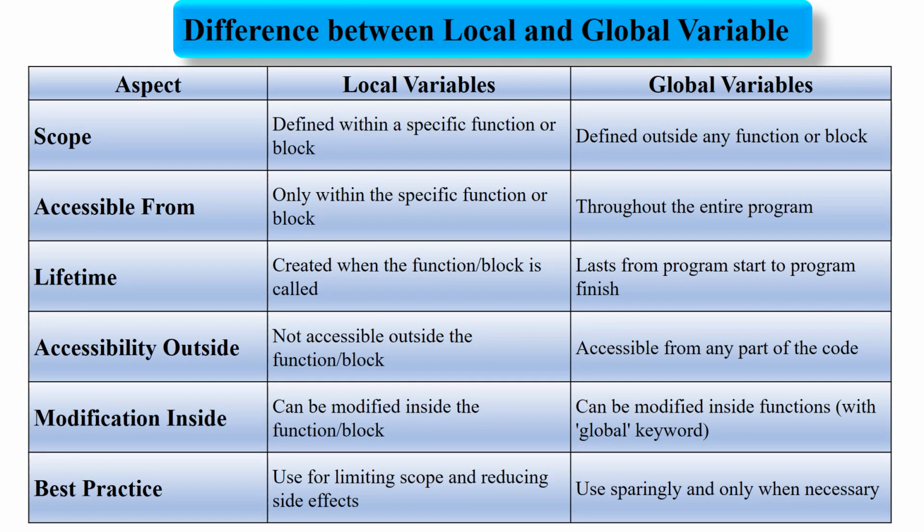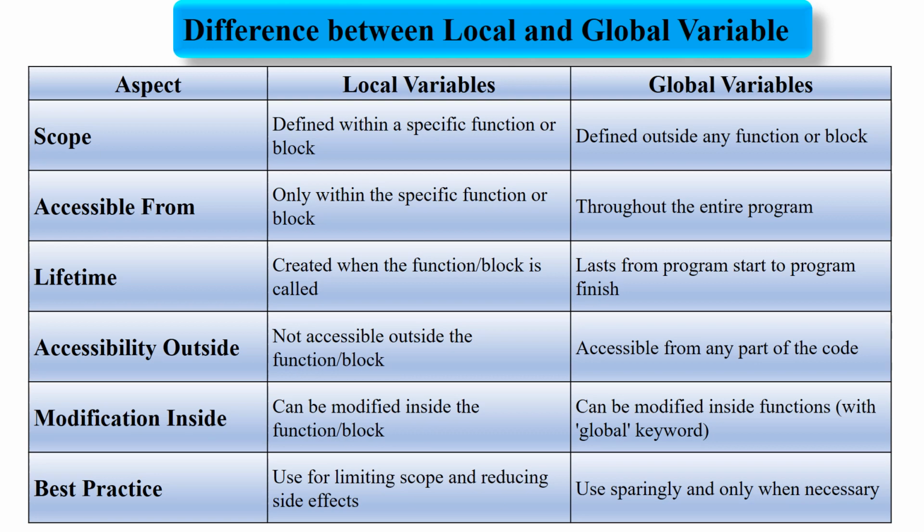Let's see the difference between local and global variable. Scope. Local variables are declared within a specific function or block and are only accessible within that particular function or block. Global variables are defined outside any function or block, making them accessible from anywhere within the entire Python program. Accessibility. Local variables can be accessed and used only within the function or block where they are defined. Global variables can be accessed and utilized from any part of the code, including inside functions.